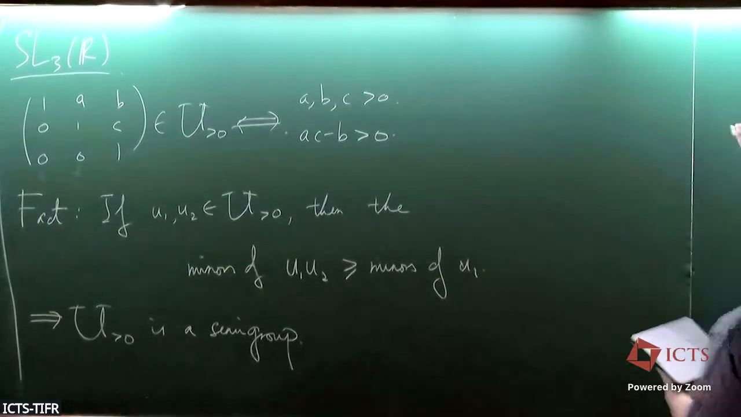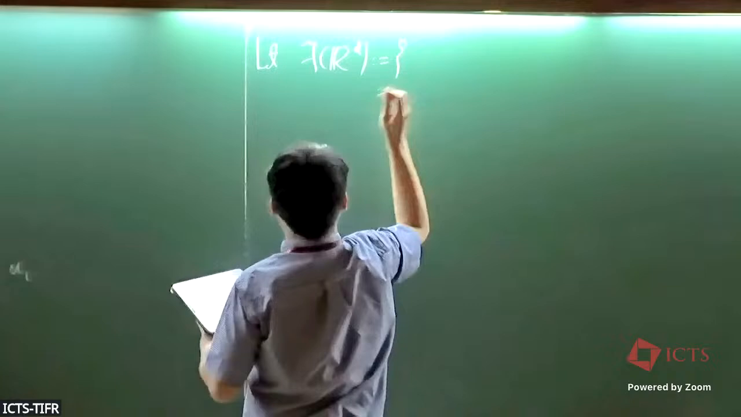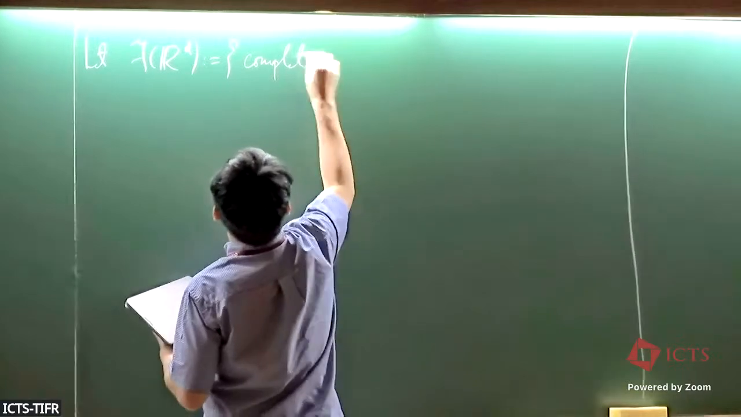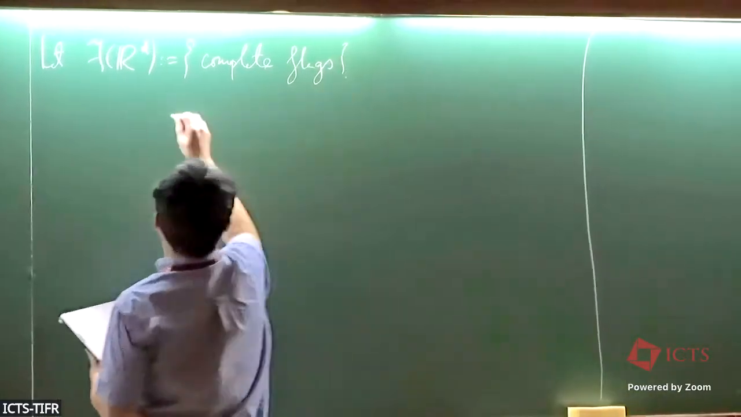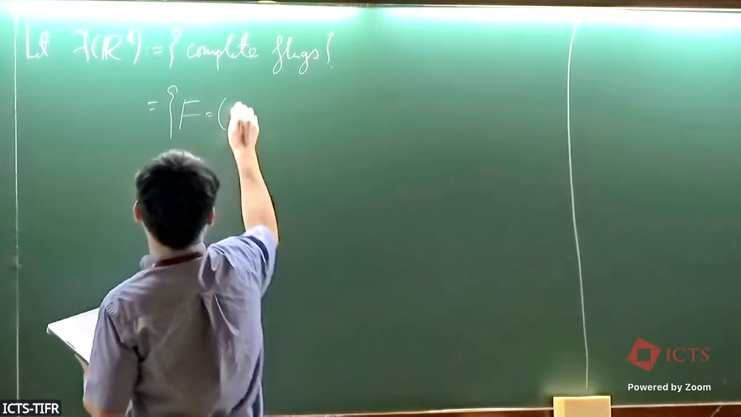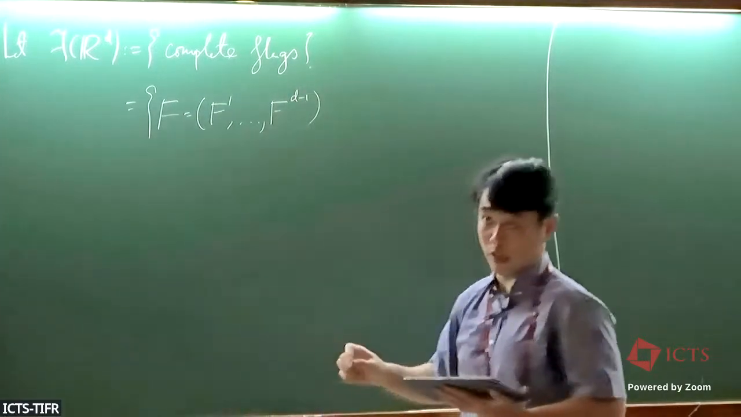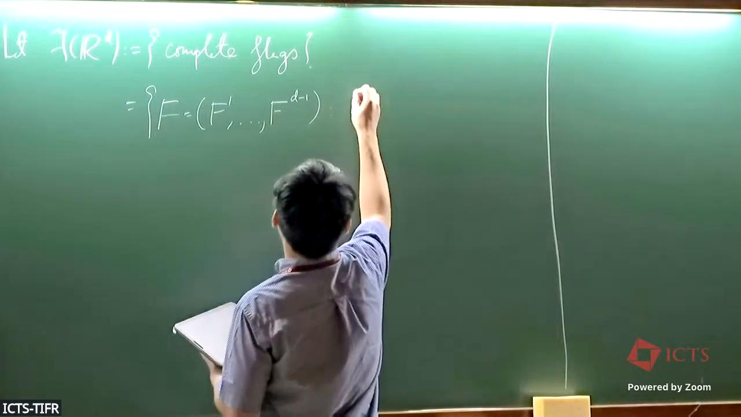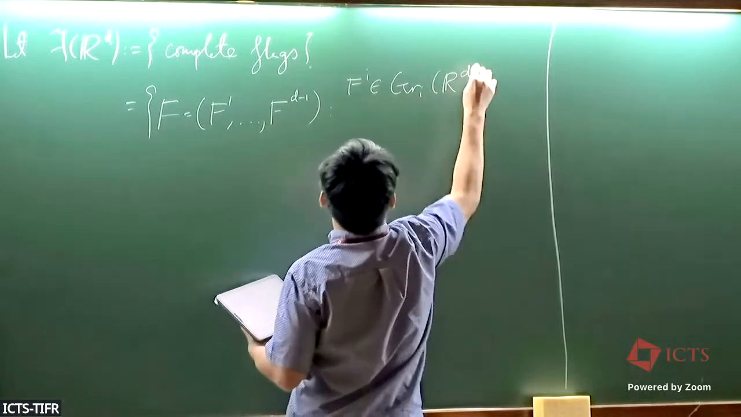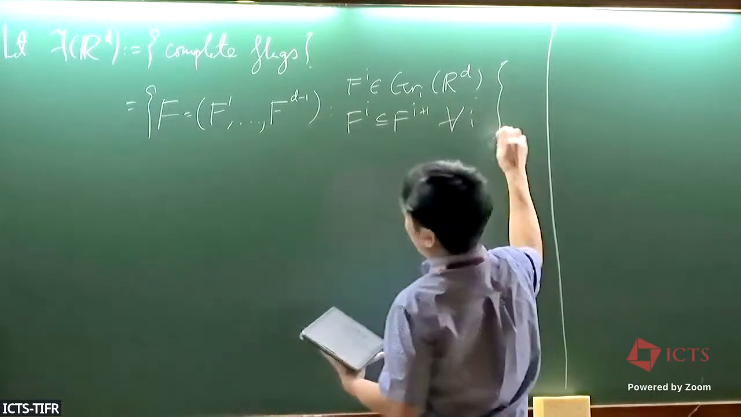Okay, so let Fl(R^d) denote the set of complete flags. So what is this? A complete flag, I'm usually going to denote it by F. It's a nested sequence of subspaces, one of each dimension, so I'm going to denote by F1 to F(d-1), where each Fi lies in the Grassmannian of i-planes in R^d, and Fi lies in F(i+1). Okay, so this is the space of complete flags.